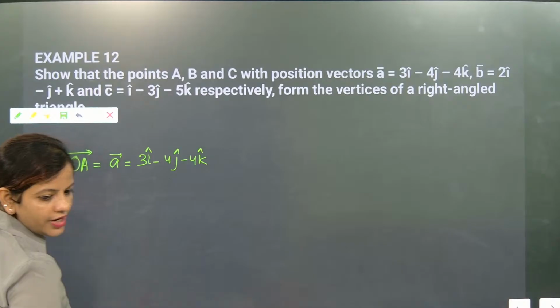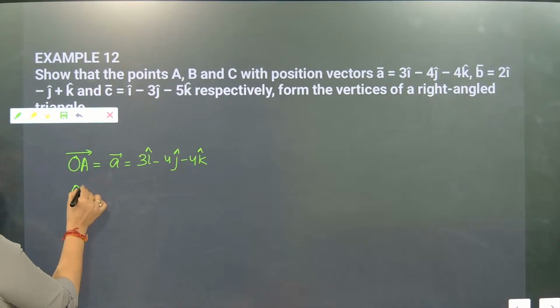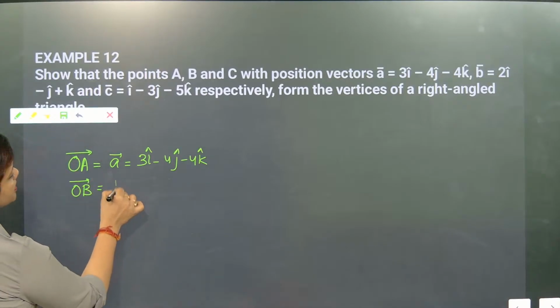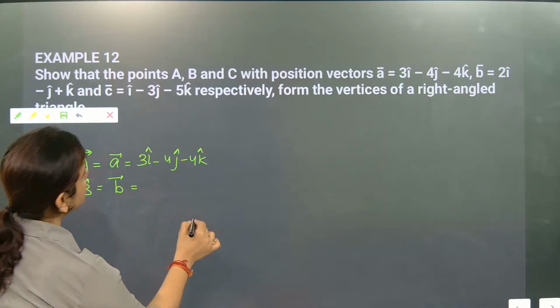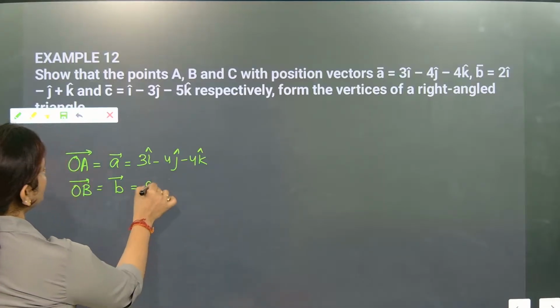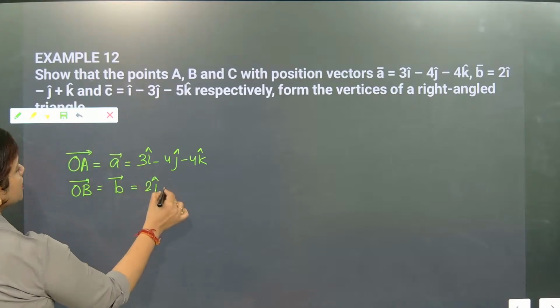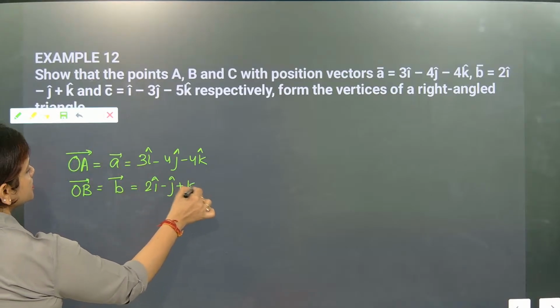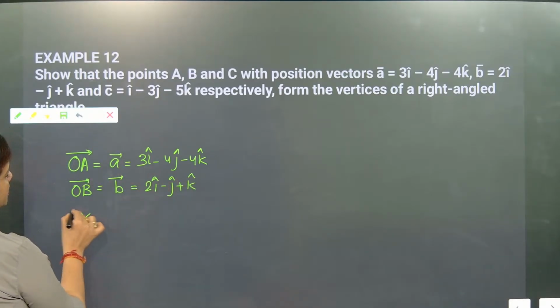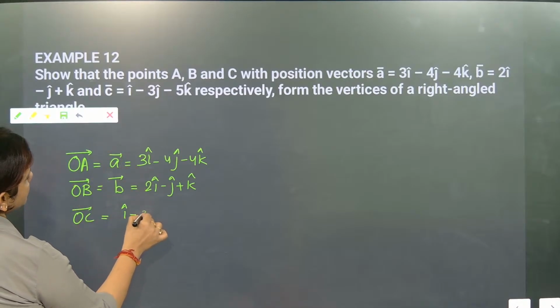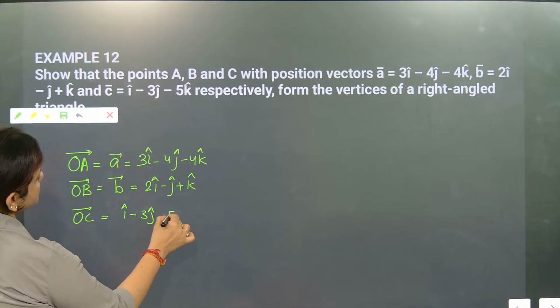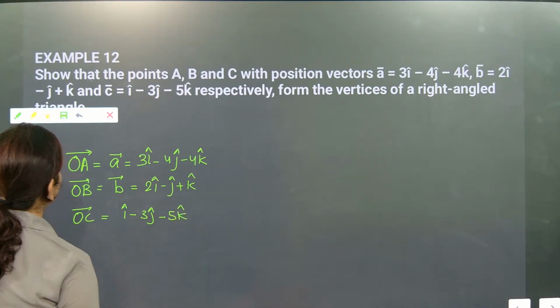Done. Now next one, beta. OB vector will be coming as B vector, and it is coming as 2i minus j plus k. And what is OC vector, beta? OC vector is coming as i minus 3j minus 5k. Correct? Now beta, what do we need to do?